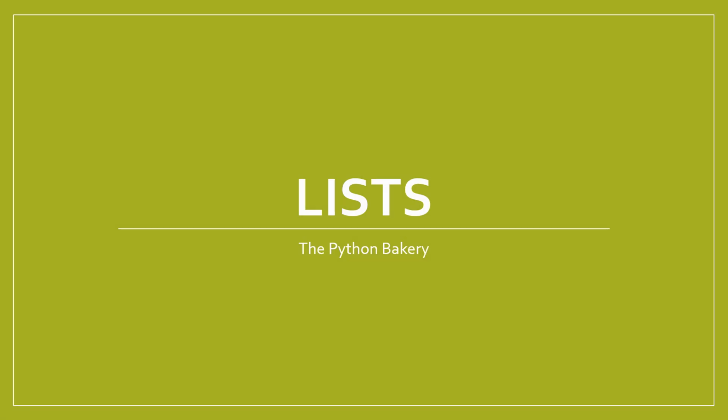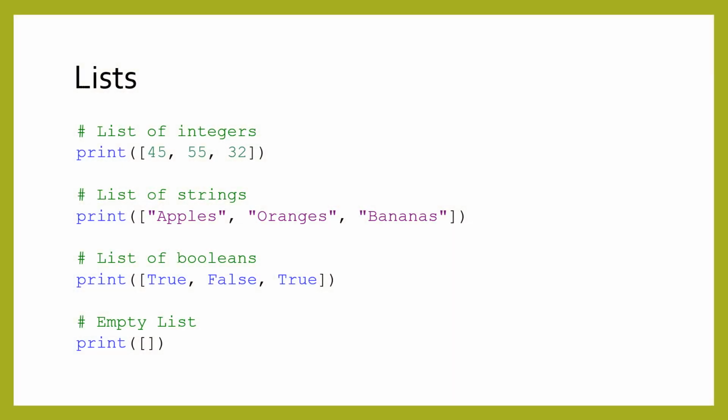Lists. The next data structure we will learn about is the list type. A list is a sequence of values, all of the same type. For instance, you could have a list of numbers or a list of strings. You can even have a generic empty list.